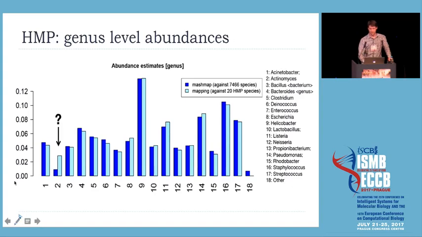But this number 2 here lights up as being the oddball. It turns out this is Actinomyces, and it's one of the genomes that did not have a near neighbor in the RefSeq database at the time. So essentially, MashMap doesn't have anything good to map it to because we didn't know of this genome in advance. And this is a huge challenge in metagenomics, right?